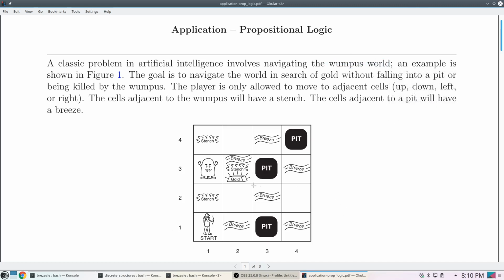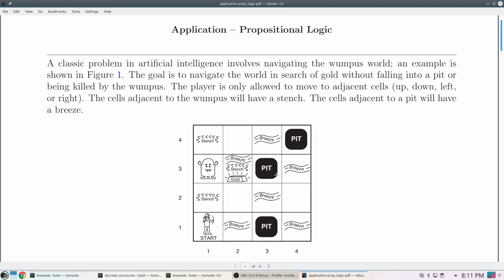Okay, and I've shown you an example right here. So the way it works is this. We start in a particular cell, in this case 1-1. And we want to navigate by moving up, down, left, or right within the world until we can find the gold. And once we find the gold, we'll pick up the gold and then try to find our way back to an exit. But the problem is that there's some dangers along the way.